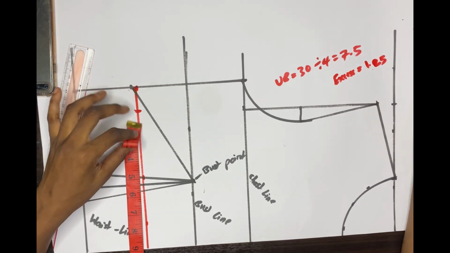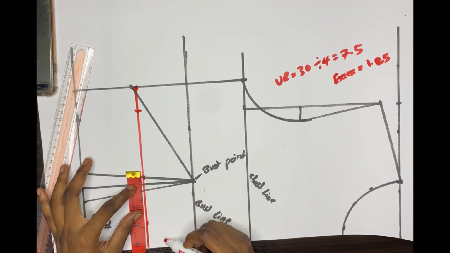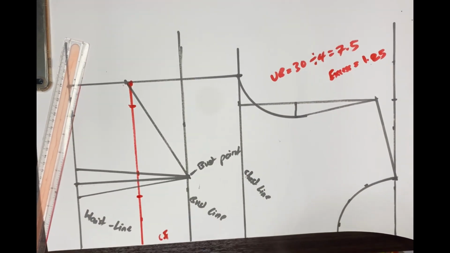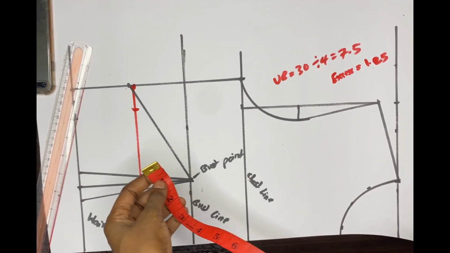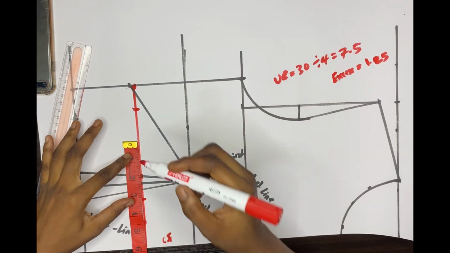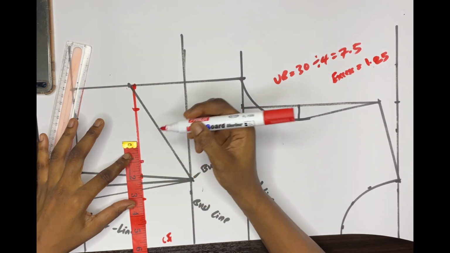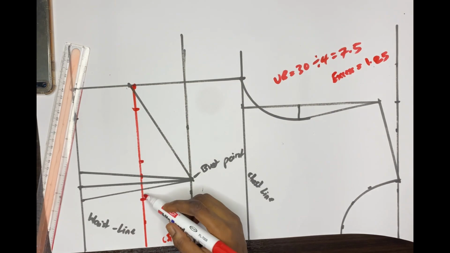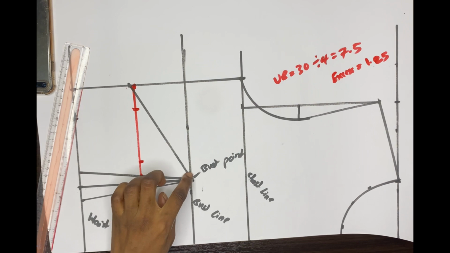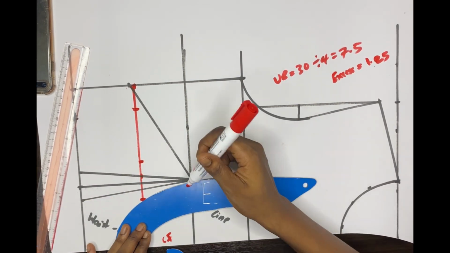So the excess we had was 1.25. So we are going to share it on this line. You start by marking 1/2 inch from the dart legs from the center front, and then you mark the rest, that is 0.75, at the back. So always make sure that you mark 0.5 no matter the size, always 0.5 from the center front, and then the remaining to the other side, just like I did.